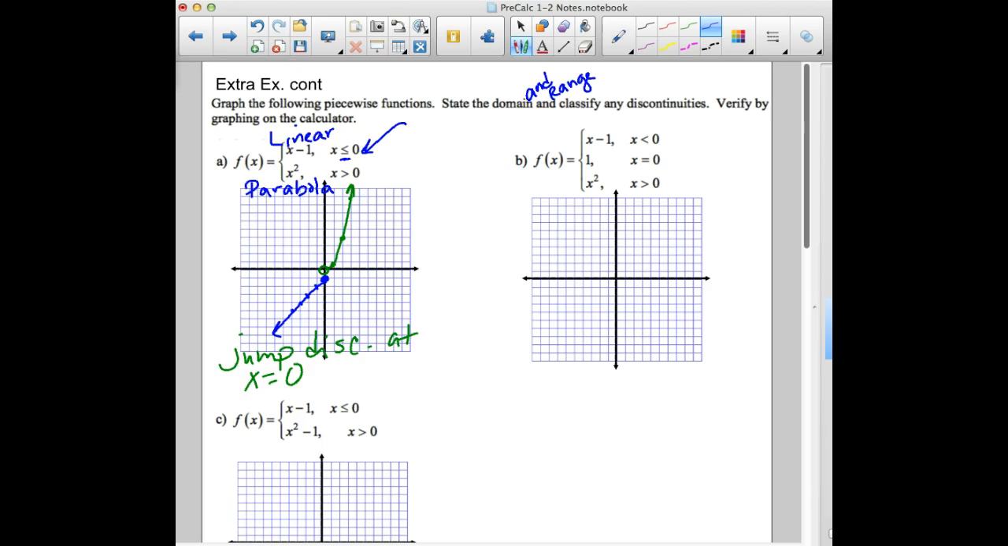Do I have x values to the right of 0? Yes, they're my parabola part. And I've defined it at 0, right? I have a solid dot there. So my domain here is everything. All right? There's no gaps in how I've defined my x's.